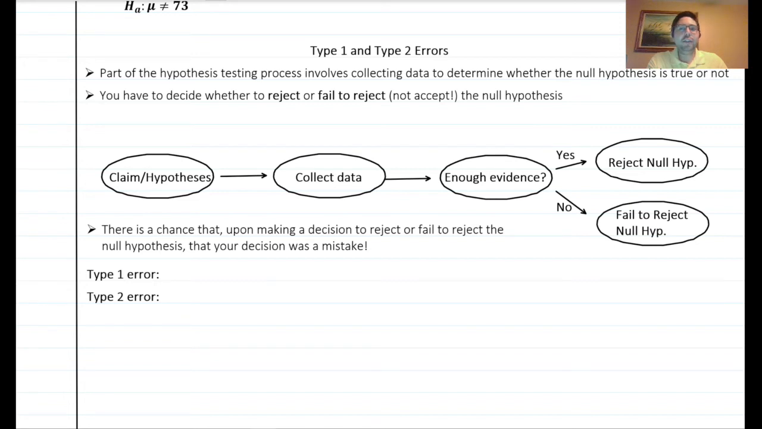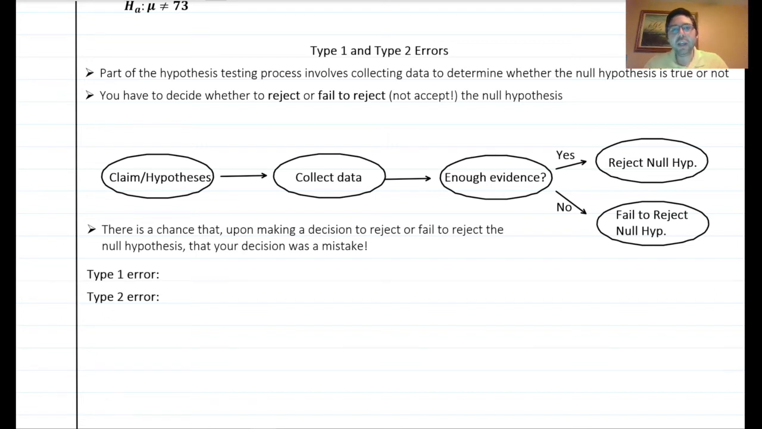So in the case of the court case, of the legal matters, we fail to reject that they're innocent. It doesn't mean that they're innocent. It just means that we don't have enough evidence to prove that they're guilty. Kind of like that. So if we don't have enough evidence, we fail to reject the normal assumption.